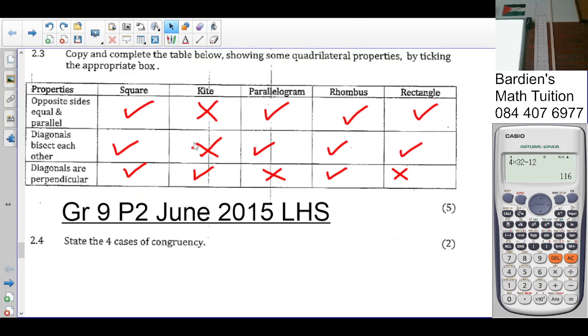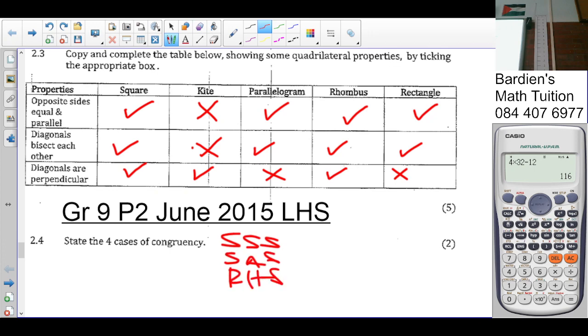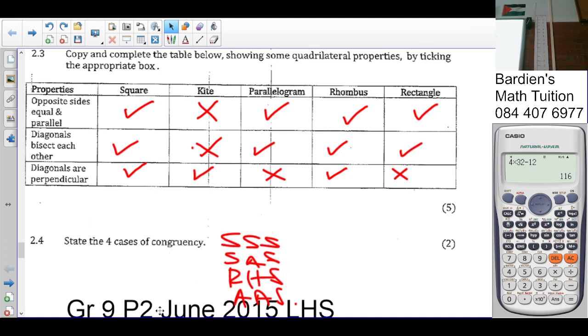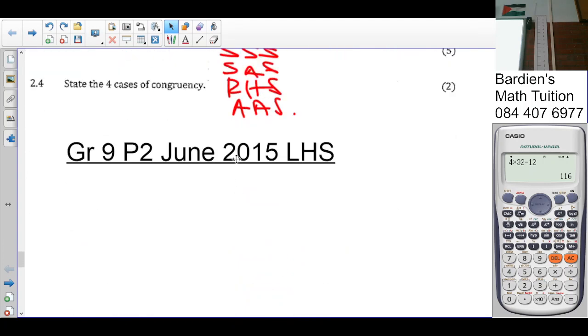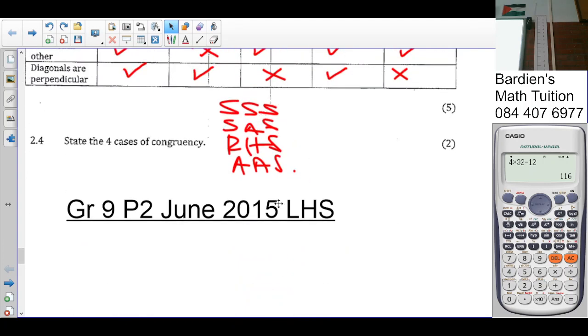Okay. Next one. State 4 cases of congruency. The 4 cases are what? Side, side, side. Side, angle, side. RHS. Yeah, 2 marks for the first 2, 2 marks for the second. 1 mark for the first 2, 1 mark for the second.